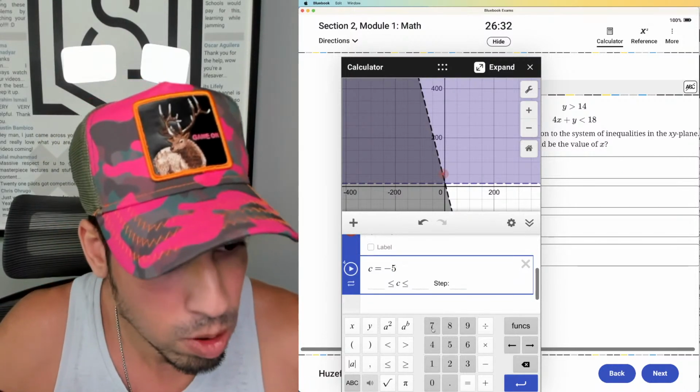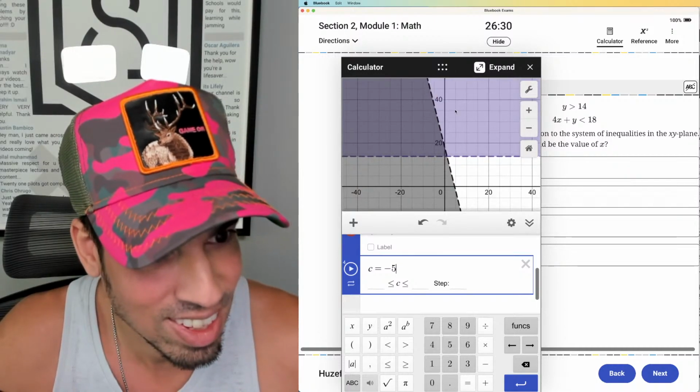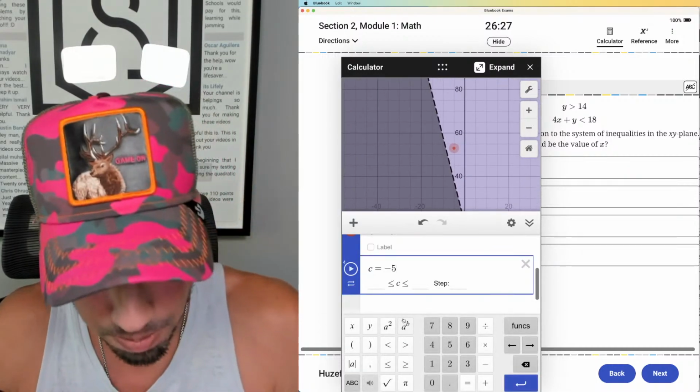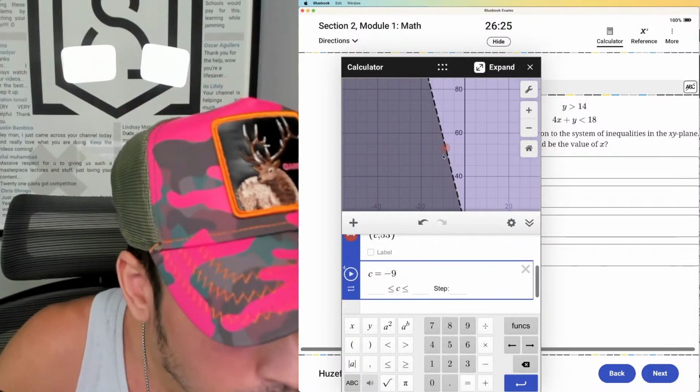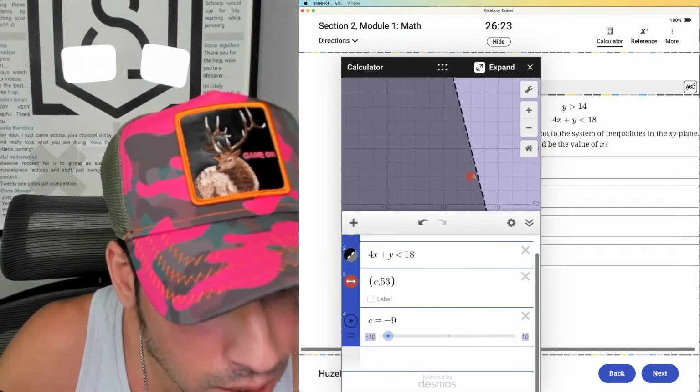Negative 5. Nope. Oh, wait, let me zoom in. It's so zoomed out. Hold on. Wait, let me make sure the negative 9 wasn't good. Negative 9. Oh, wait, it's inside. Negative 9 is correct.